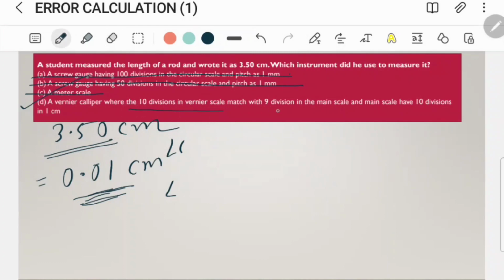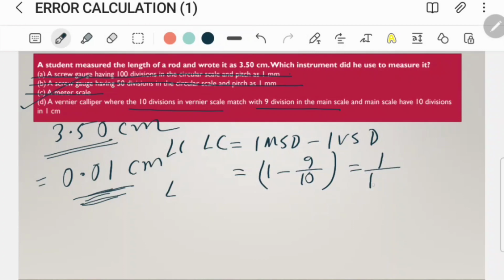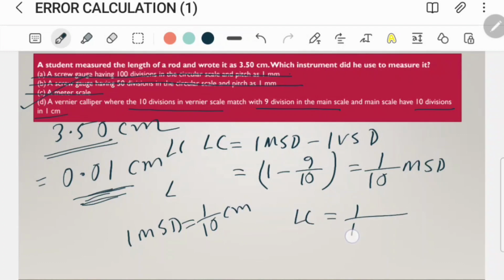10 divisions in the vernier scale match with 9 divisions on the main scale. So least count is 1 main scale division minus 1 vernier scale division, 1 minus 9 over 10, or 1 over 10 main scale division. And our main scale has 10 divisions in 1 centimeter. So 1 main scale division is 1 over 10 centimeter. So the least count becomes 1 over 10 into 1 over 10, or 0.01 centimeter. This is the same precision as that of our measurement. So this is the correct answer.